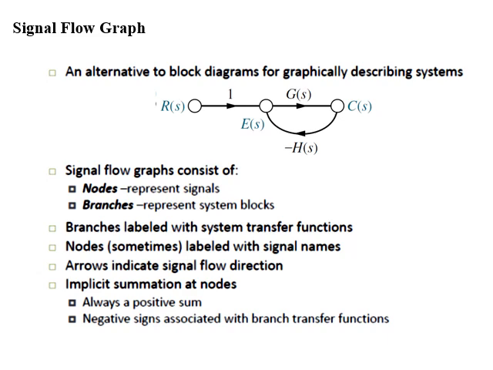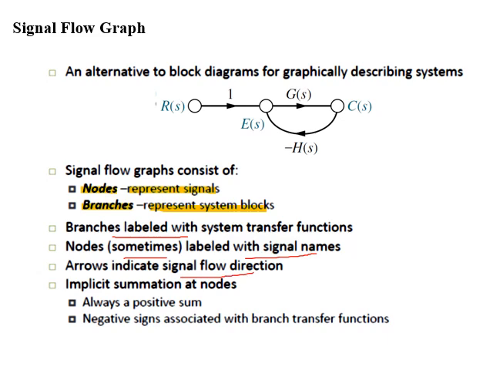Dear students, now we will study in detail about signal flow graph representation. A signal flow graph representation consists of nodes and branches. In this, the nodes represent signal, where branches represent the systems. Branches are labeled with transfer function and nodes are labeled with signal names, and the arrow indicates the direction of flow.